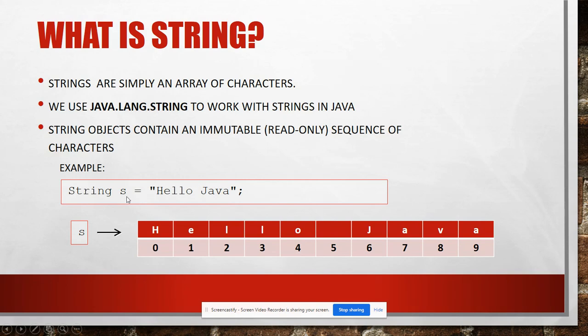And this is the example. Like a string, we have created this object s, string s, with the value of "hello Java". It comes in double quotation, inside double quotation, and below is the representation of a string object. Like these are the characters and the indexes. It starts from zero index and onwards.